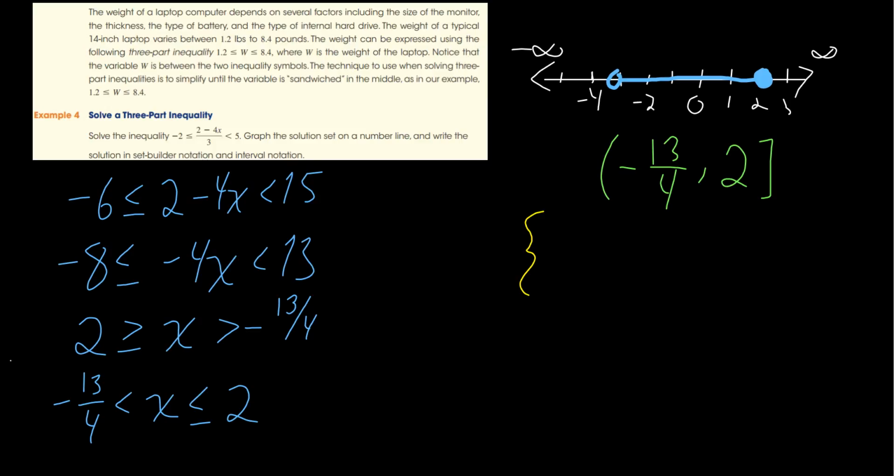So curly brace there. And again, the variable we're using is x. So we're going to say x, such that. Well, what is x? Again, we're just going to rewrite this. x is going to be between negative 13 fourths, which is less than x, which is less than or equal to 2. And that's it. So we solved it, we graphed it, we put it in interval notation, and we put it in set builder notation.